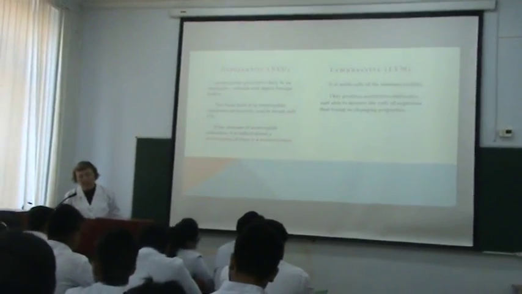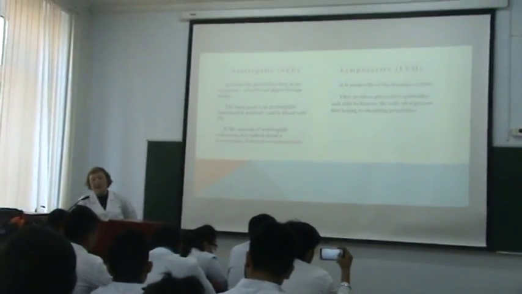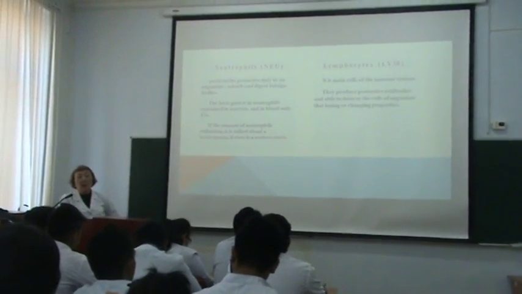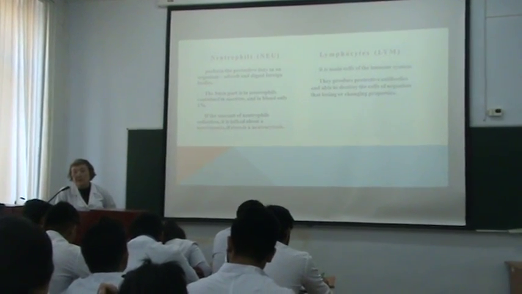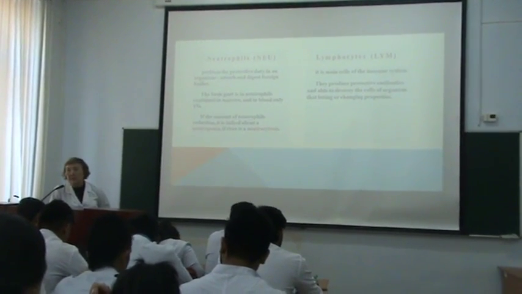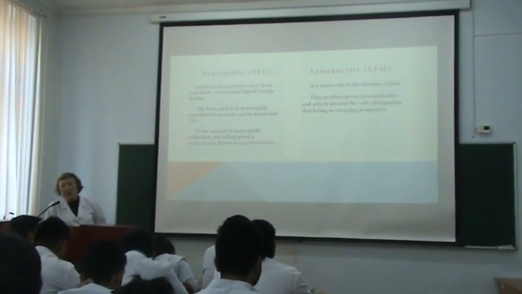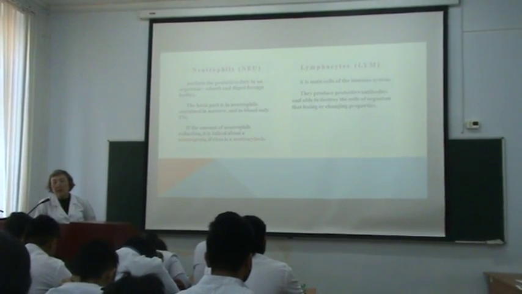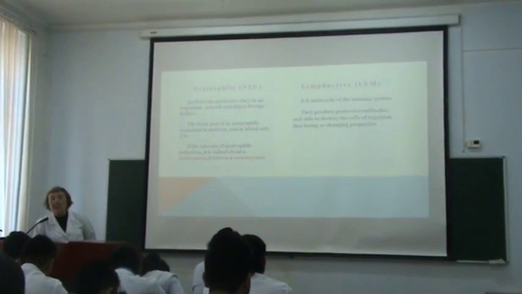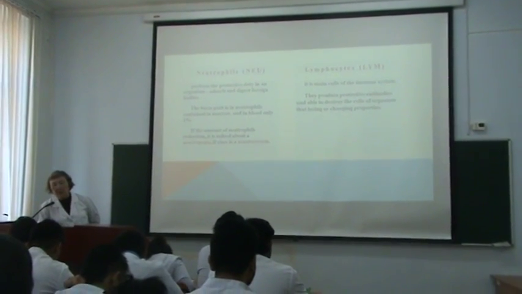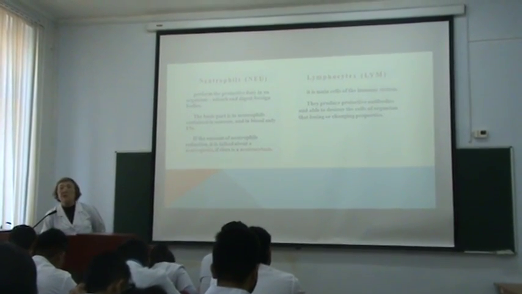Neutrophils perform the protective duty in the organism, absorbing and digesting foreign bodies. This is an active member. The basic part is neutrophils, contained in marrow and in blood only 1%. If the amount of neutrophils is reduced, it is called neutropenia. If it rises, neutrocytosis.